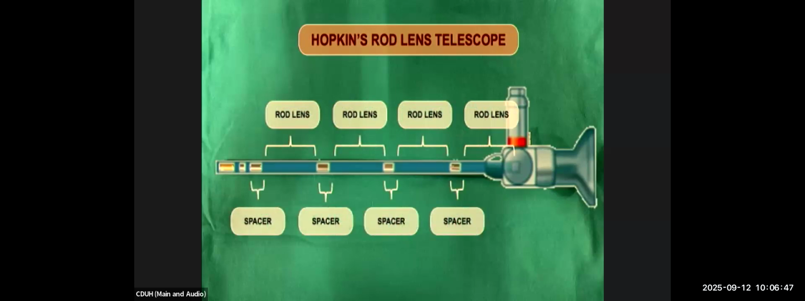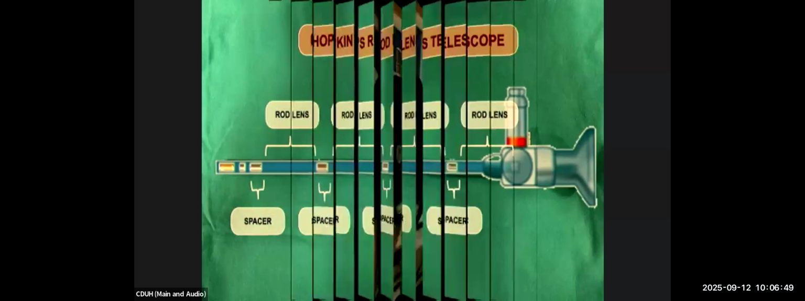It was made with the conventional glass lens telescope, where these are all the conventional glass lenses in between the telescope. However, what we use now is actually the Hopkins rod lens telescope. What does it mean? Instead of using the small lenses, they're using the rod lens, which is bigger and wider. However, these are the spaces.